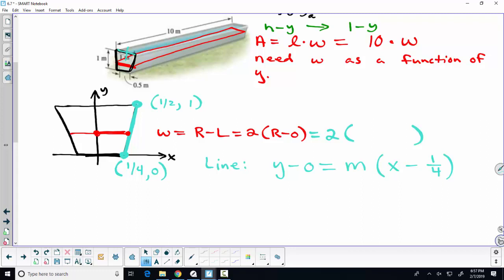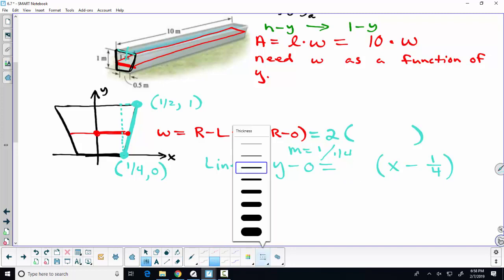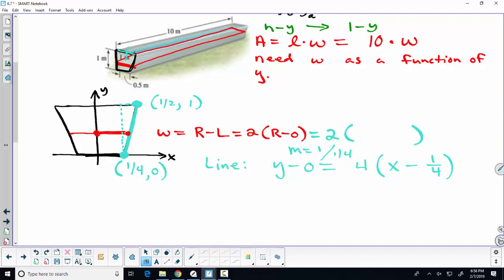It's 4. Yeah. So we have the change in y from 0 to 1 over the change in x, we go from 1/4 to 1/2. That's a change of a fourth. So the slope is 1 over 1/4, which is 4. So we've got the equation of the line, y equals 4x minus 1.